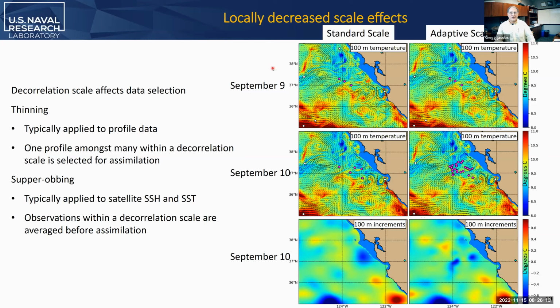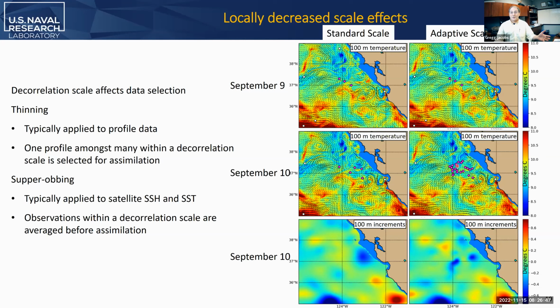They started from the same initial condition, and we ran them up till September 9th using all the same data. These plots show the 100-meter temperature from the two experiments. They look very, very much the same, which they should. They also show the data that was assimilated. These magenta dots are glider profiles, and these white dots are Argo profiles that got assimilated that day. September 10th is the day we switched this second experiment to use the shorter scale in the vicinity of the gliders.